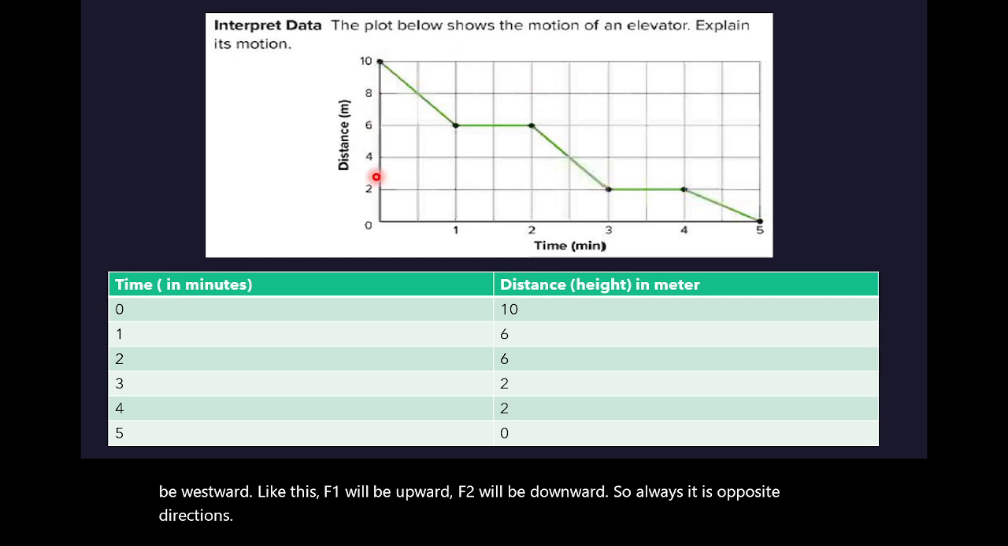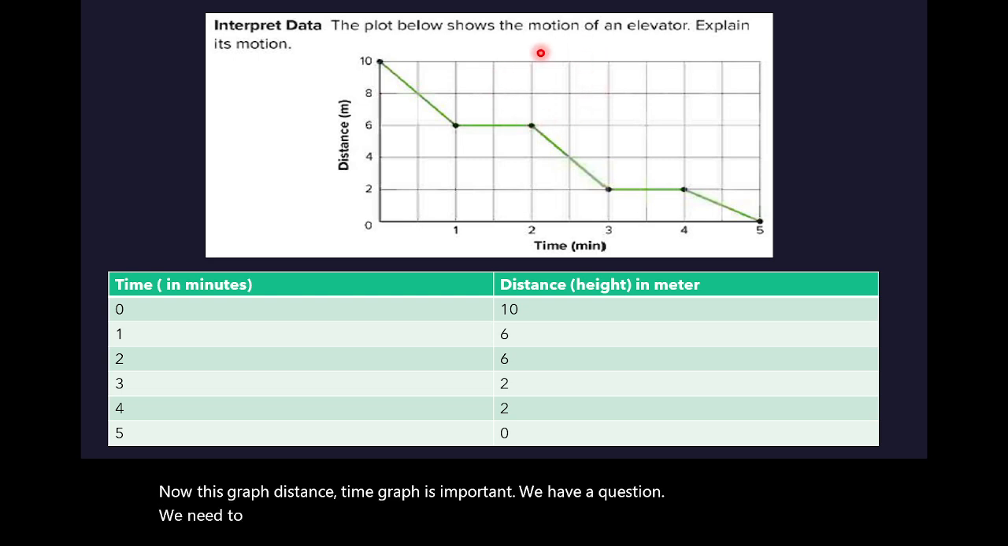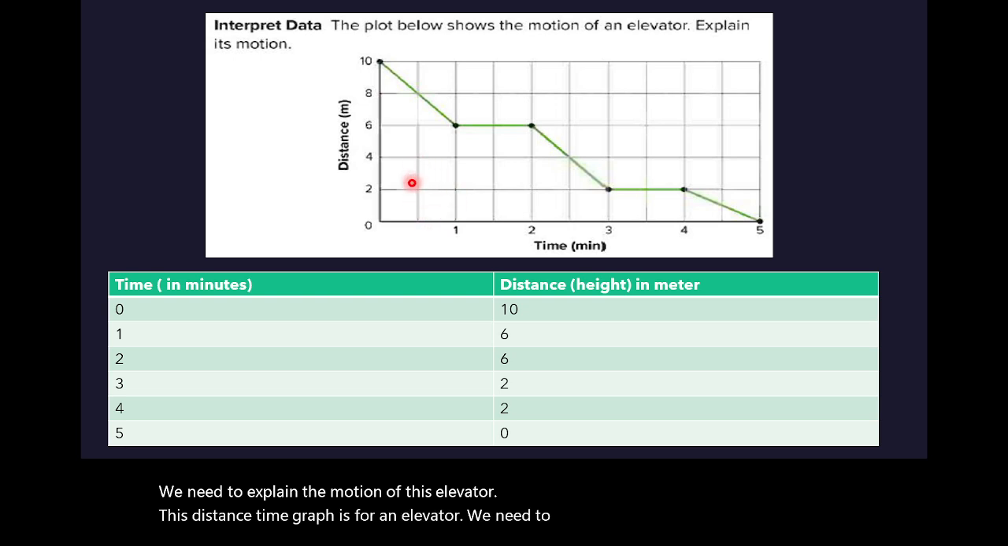Now this graph, the distance time graph, is important. We have a question. We need to explain the motion of this elevator. This distance time graph is for an elevator. We need to explain the motion of the elevator.